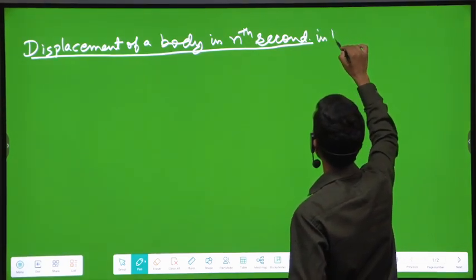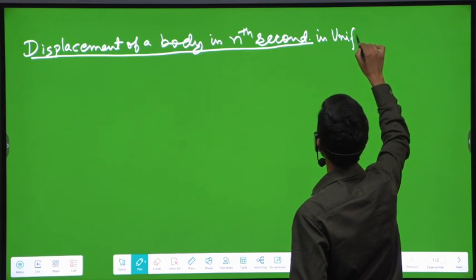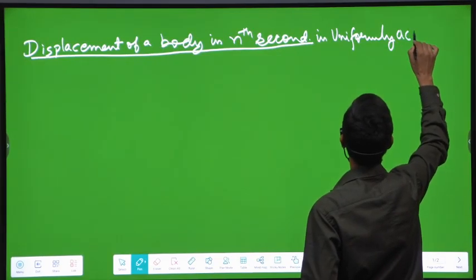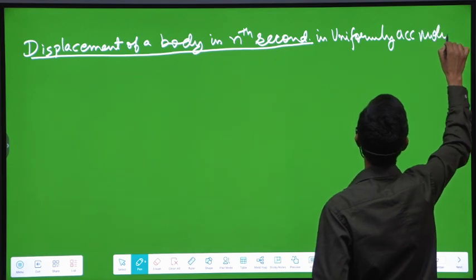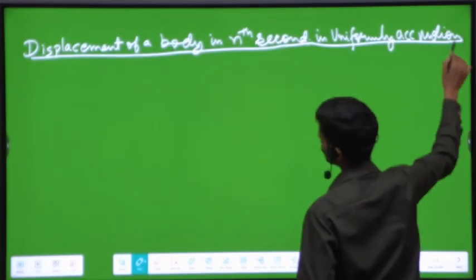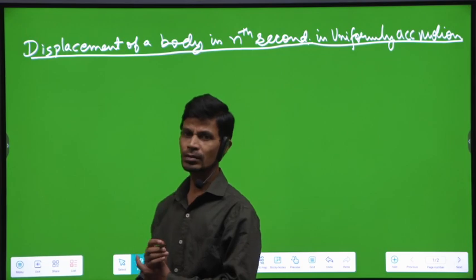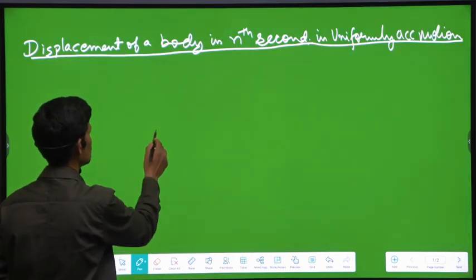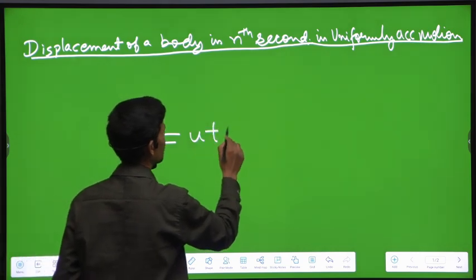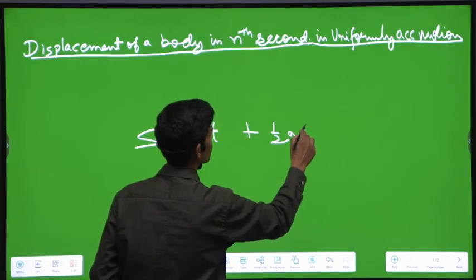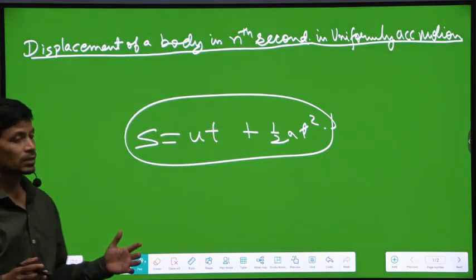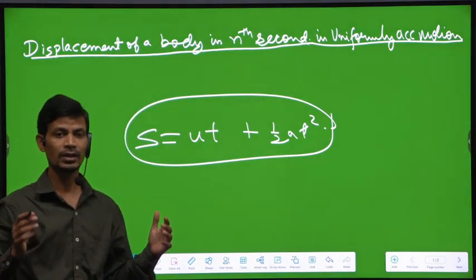in uniformly accelerated motion. So it is not just the displacement. I mean, it is not just this s equal to ut plus half at square. It is more than that. It is the distance traveled in the nth second.